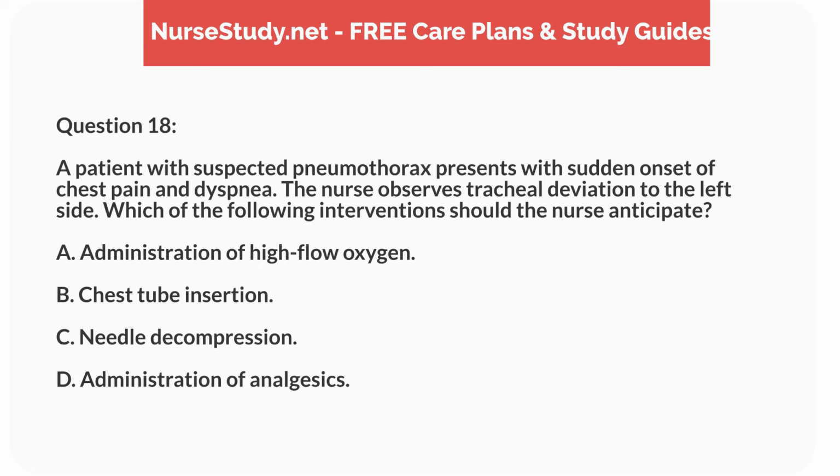The nurse observes tracheal deviation to the left side. Which of the following interventions should the nurse anticipate? A. Administration of high-flow oxygen. B. Chest tube insertion. C. Needle decompression. D. Administration of analgesics.